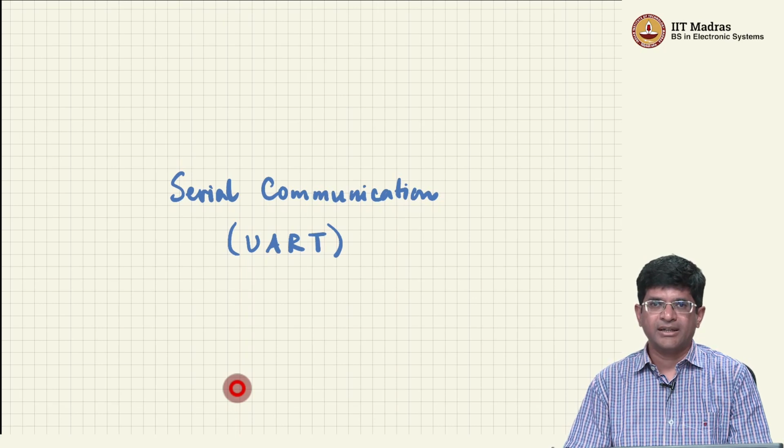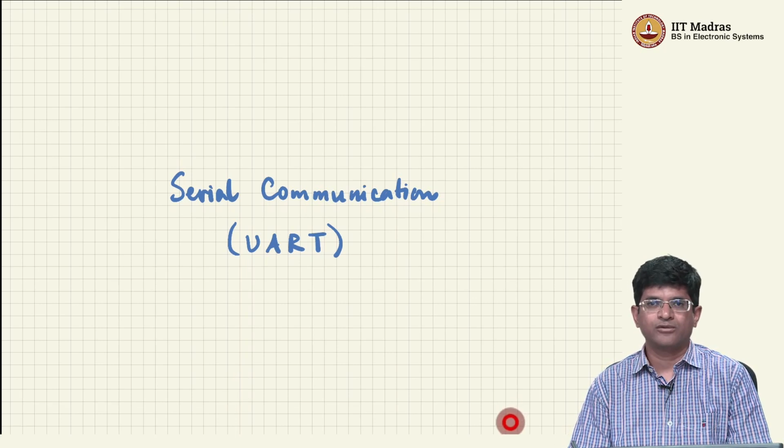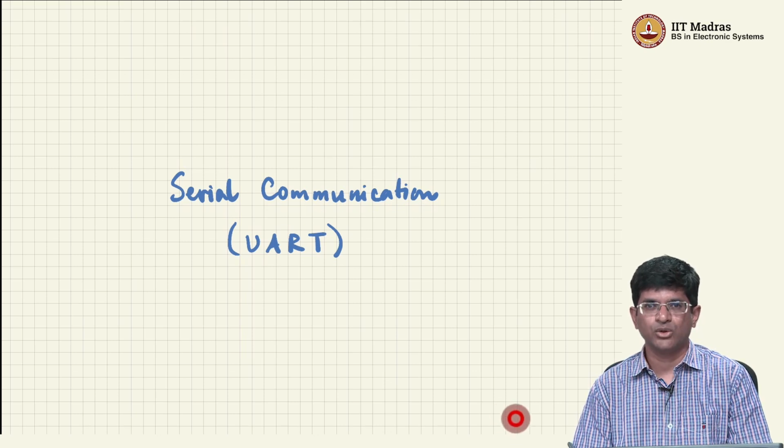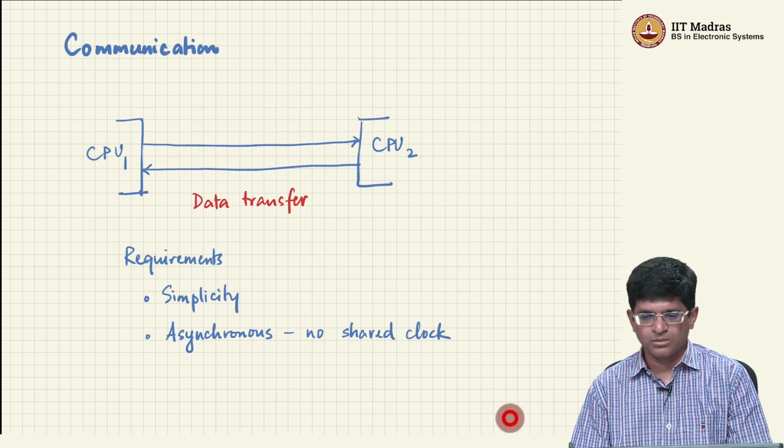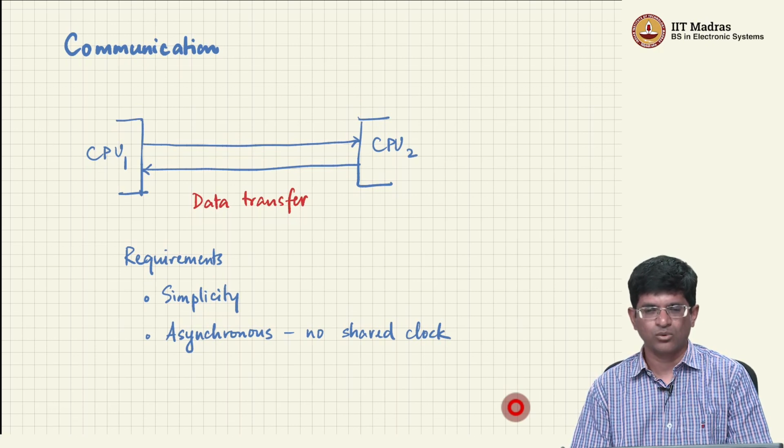We are now going to look at a particular form of communication, in particular what's called the UART, the Universal Asynchronous Receiver Transmitter. Now, first we would like to understand what we mean by communication and what is this requirement that we have over here.